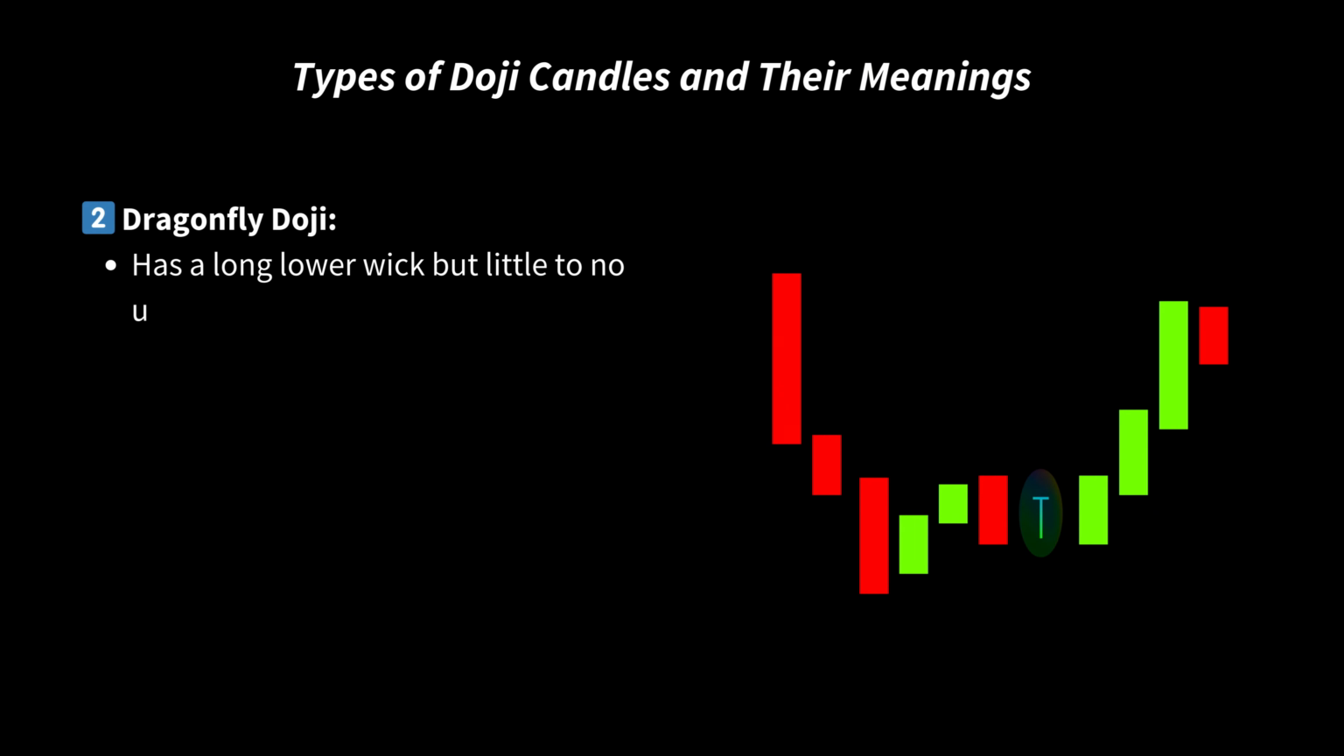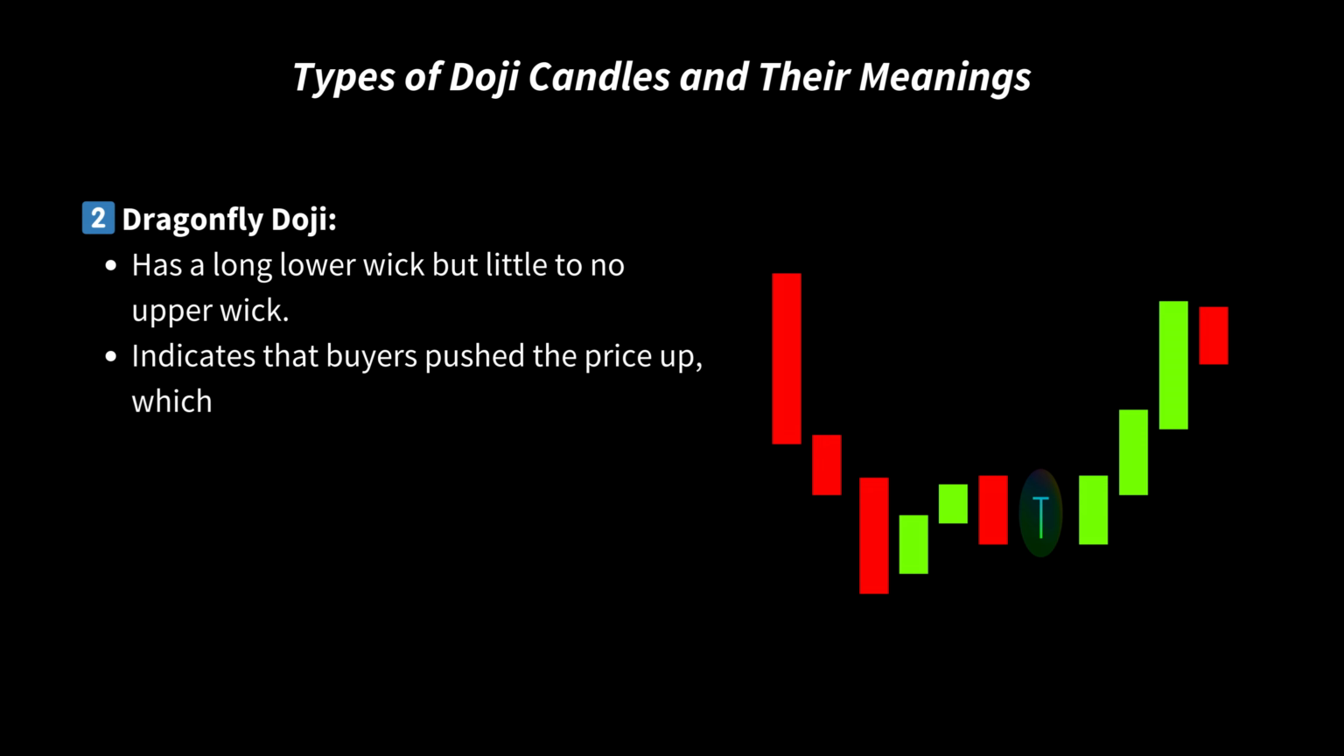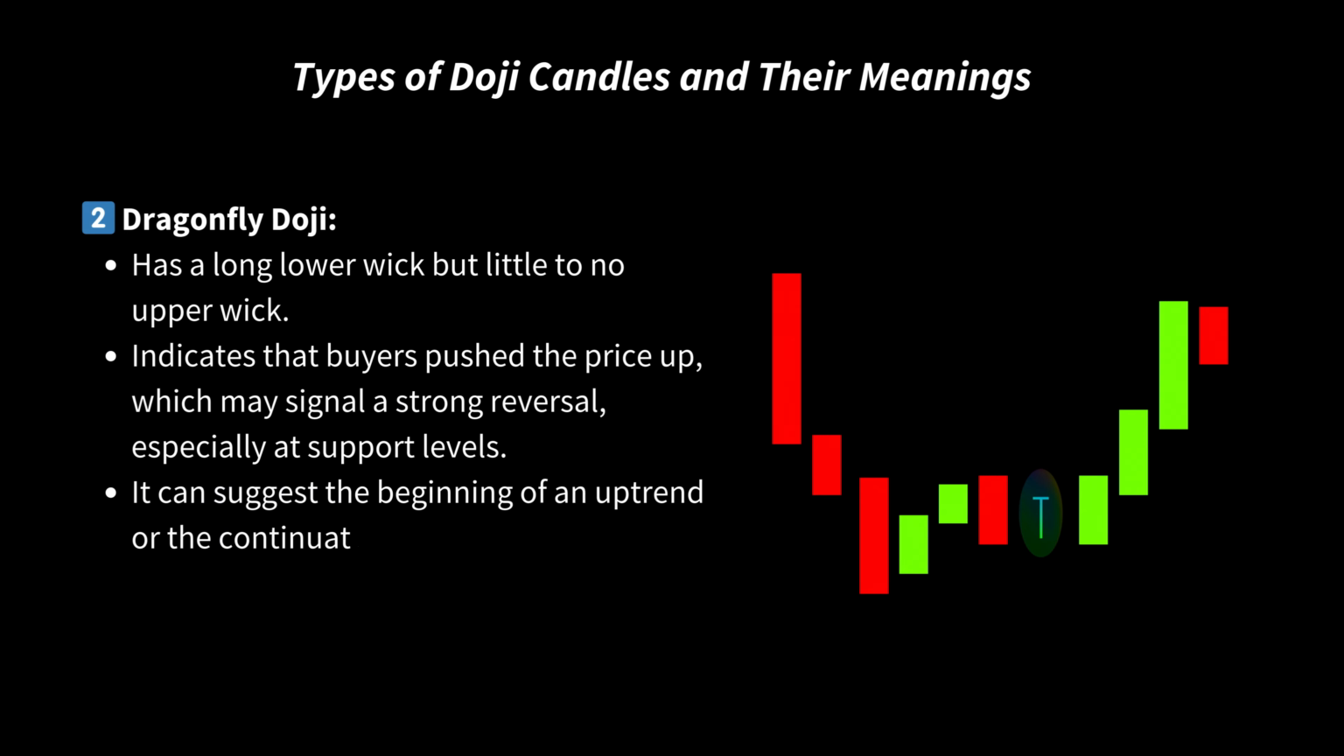Dragonfly doji has a long lower wick but little to no upper wick. Indicates that buyers push the price up, which may signal a strong reversal, especially at support levels. It can suggest the beginning of an uptrend or the continuation of an existing bullish trend.